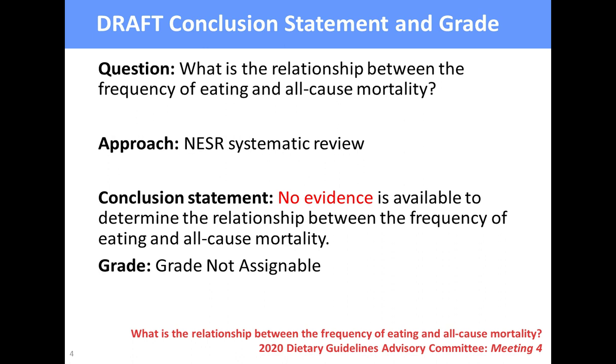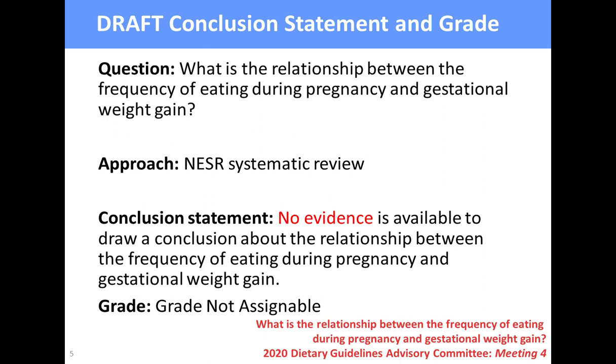So the first question relates to what is the relationship between frequency of eating and all-cause mortality? And when we screened on this question, we found no papers, no publications that met criteria, and therefore our conclusion statement is very, very straightforward, that no evidence is available to determine the relationship between the frequency of eating and all-cause mortality, and accordingly, no grade was assignable. Very similar conclusion was for eating during pregnancy and gestational weight gain. Here, no papers came up on frequency of eating that met our criteria, and accordingly, our conclusion is that no evidence is available to draw conclusions about the relationship between the frequency of eating during pregnancy and gestational weight gain. So no grade was assignable there.